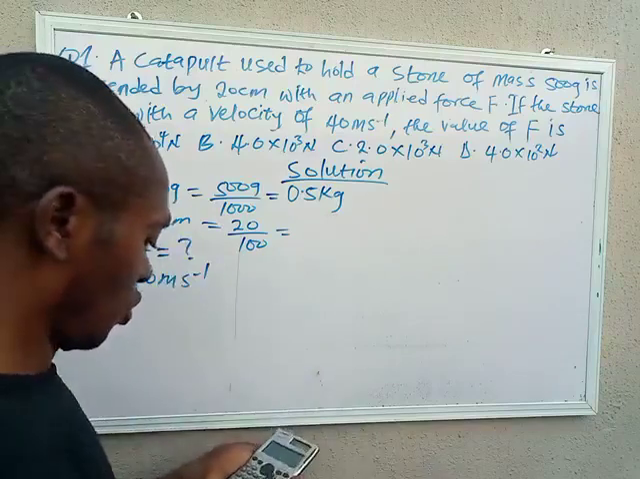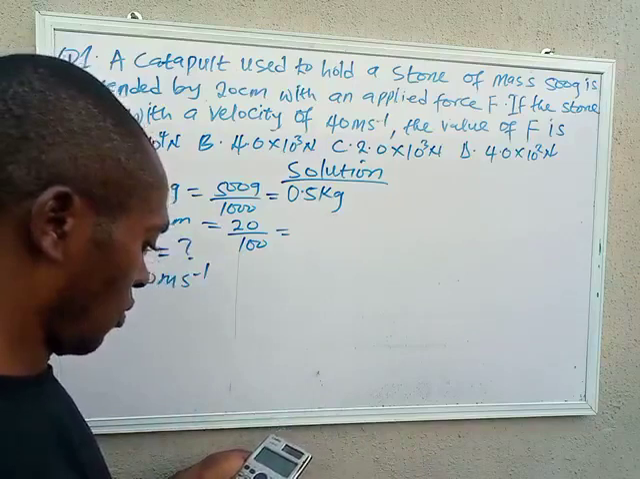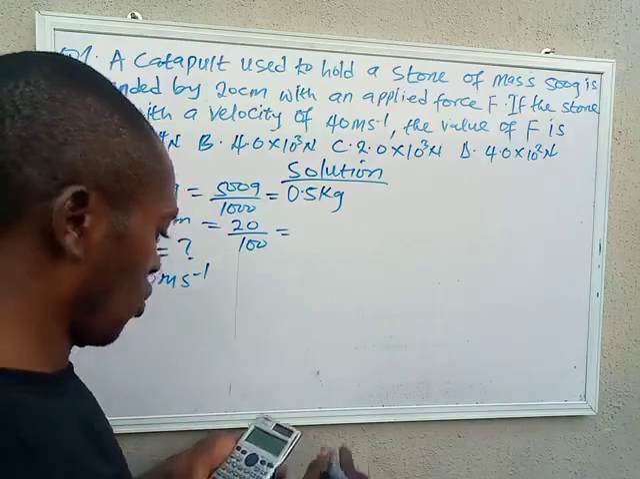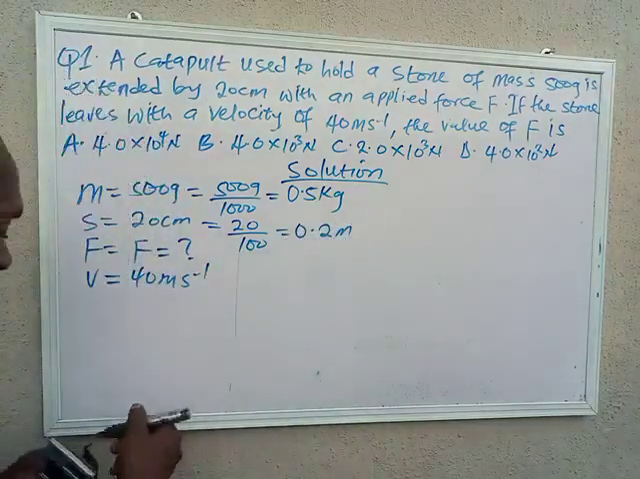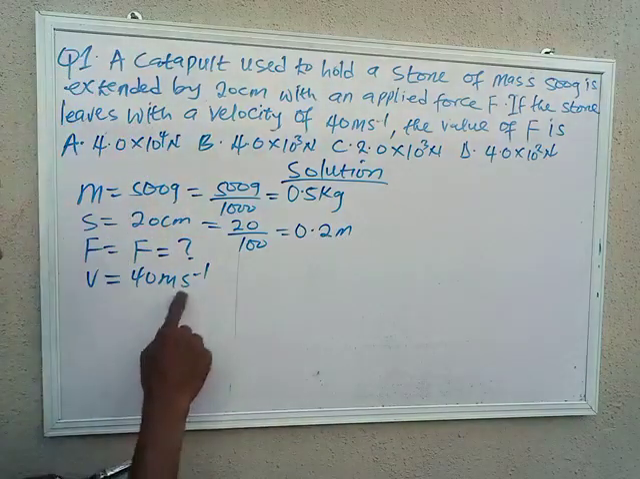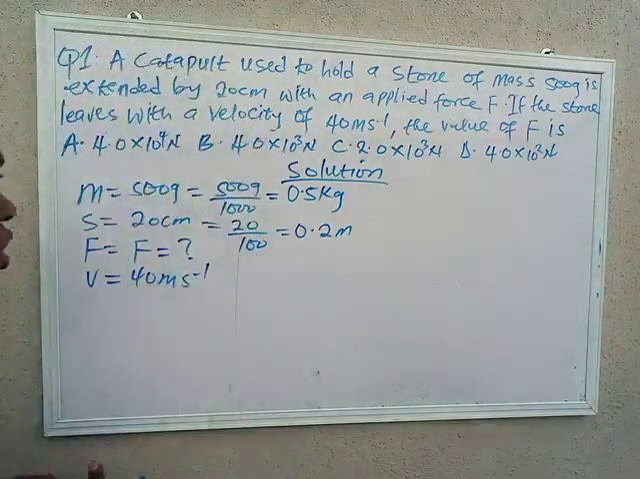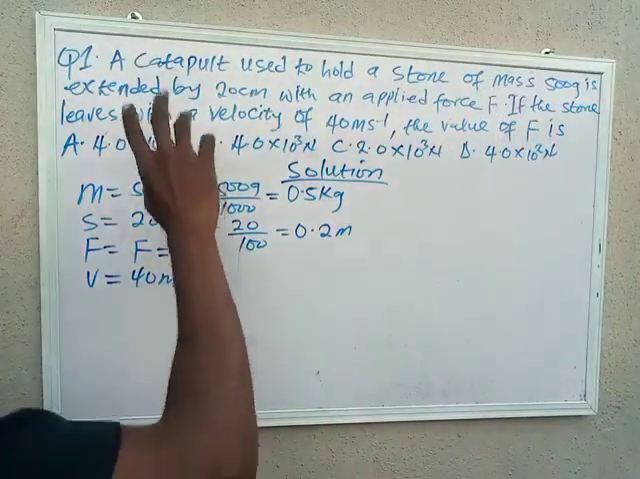When we divide 20 by 100, we have 0.2 meters. So this is what we have. We don't need to change the velocity, because velocity is already in its standard unit. So we know that we're looking for F, and there's a relationship between these quantities.